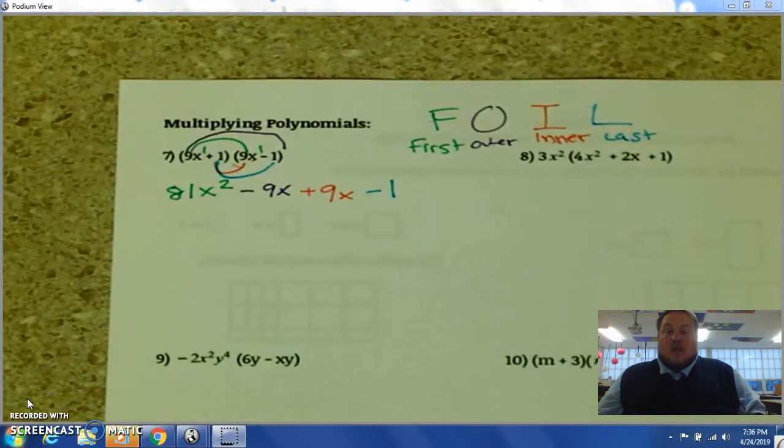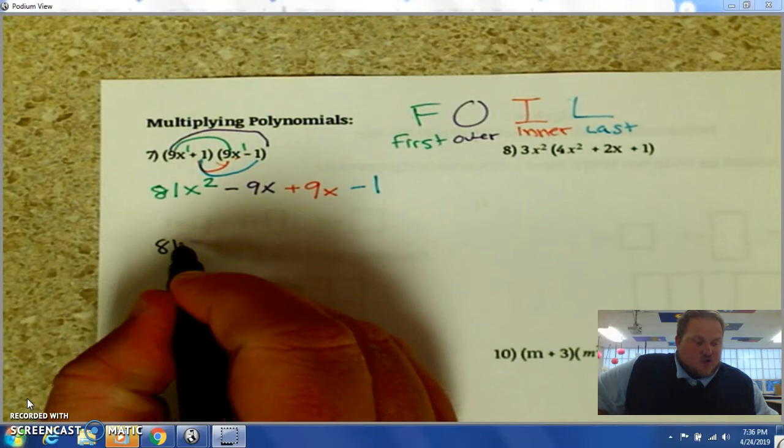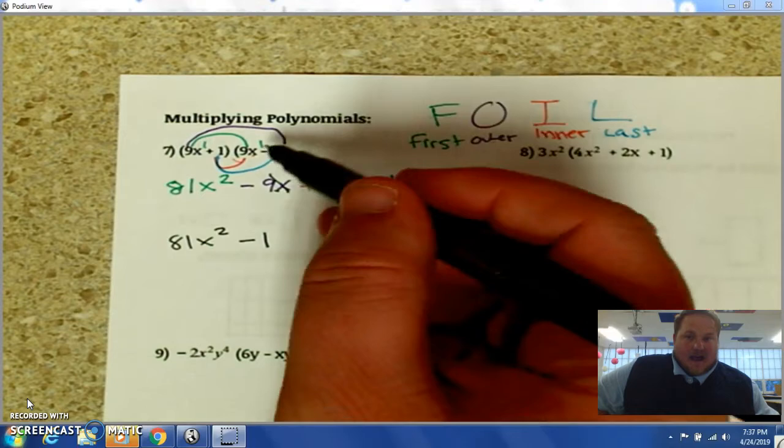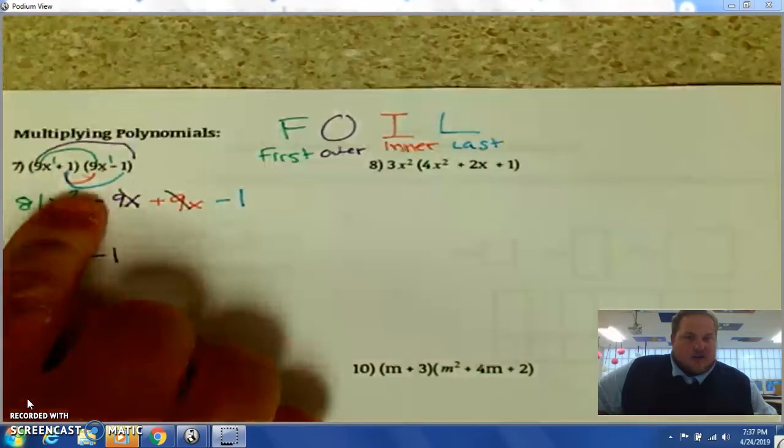To simplify, you just combine like terms. No other terms have x squared, so it's 81x squared. Negative 9 plus 9, that eliminates that, and then you just have minus 1. Okay? That's actually called a difference of squares, by the way. So when you factor, that's a difference of squares. So those are how you do that with the FOIL.